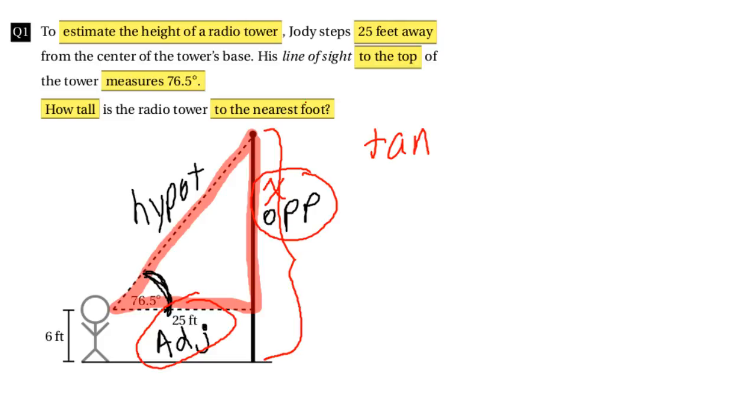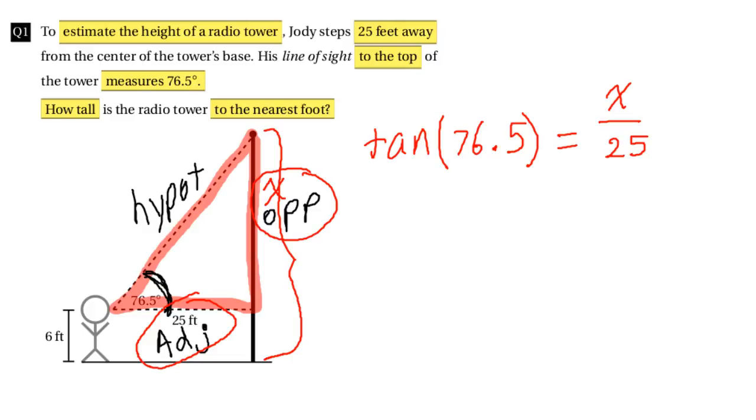So adjacent and opposite means that I need to set this up as a tangent problem. So setting this up as a tangent problem, the tangent of 76.5 for this particular triangle is going to be equal to my x over 25, because tangent always does opposite over adjacent.